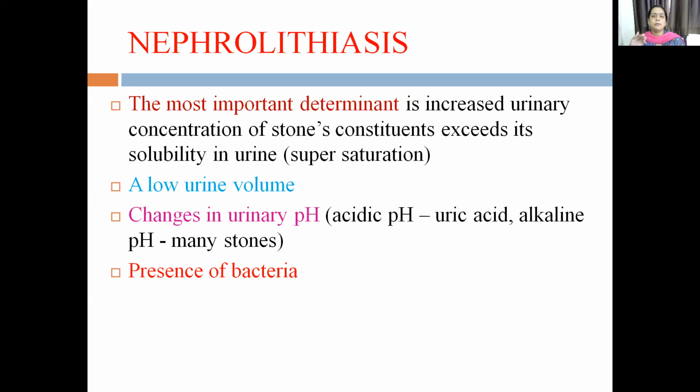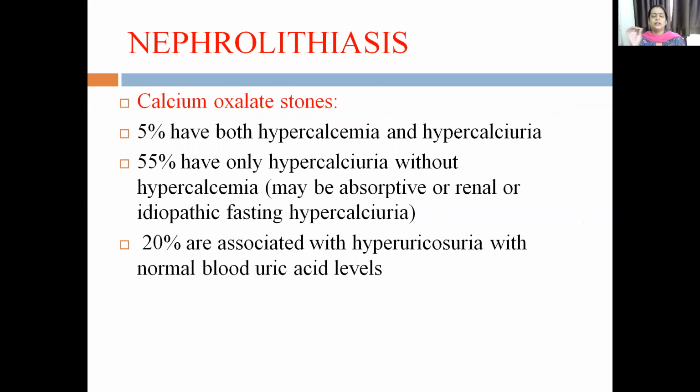Changes in the urinary pH. Acidic pH, uric acid, alkaline pH, many types of stones can occur. Presence of bacteria, something like protease. Then now coming to the individual stones. Calcium oxalate stones, 5% of them have both hypercalcemia and hypercalciuria.